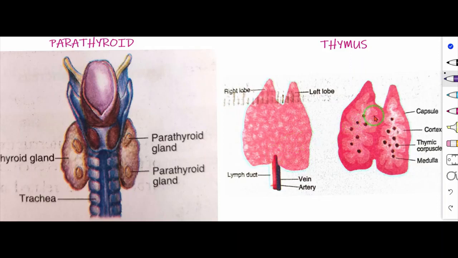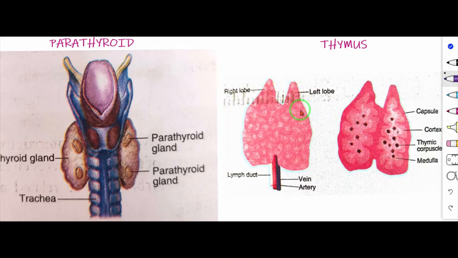See here the cross section: capsule, cortex, thymic corpuscle, medulla. So these are the parts present. Yes. Then lower part, vein, artery, lymph duct. Here also 2 lobes, right lobe and the left lobe. Okay, so this gland secretes one hormone. That hormone is thymosin. Okay, thymosin is the hormone secreted by the thymus gland.